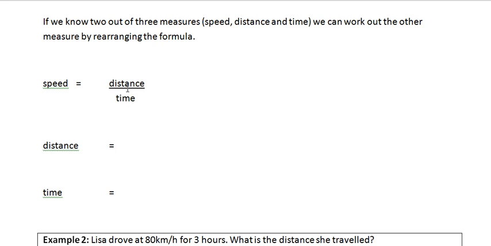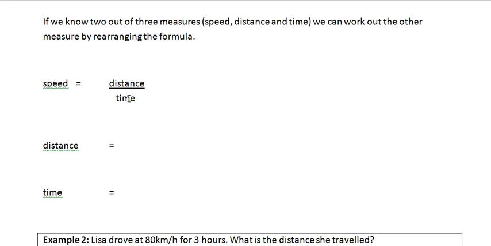To work out what distance is, I need to get time away from this side and over to the other side. And the way I'd normally do that is times both sides by time. So if I do that, I end up with speed times time equals distance. So on that one there, distance would be speed times time.